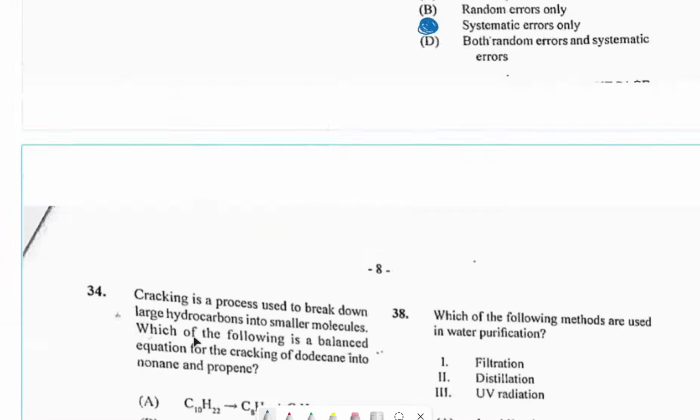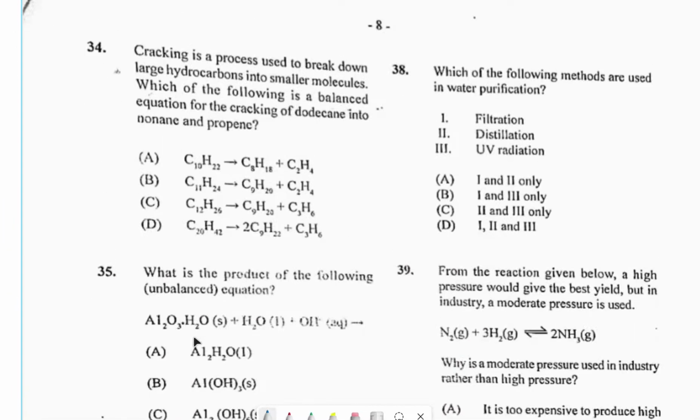So A. 34. Cracking is a process used to break down large hydrocarbons into smaller molecules. Which of the following is a balanced equation for the cracking of dodecane into nonane and propene? Dodecane is a 12-carbon compound, so the answer is C. Yeah, that's the only one that has C12.